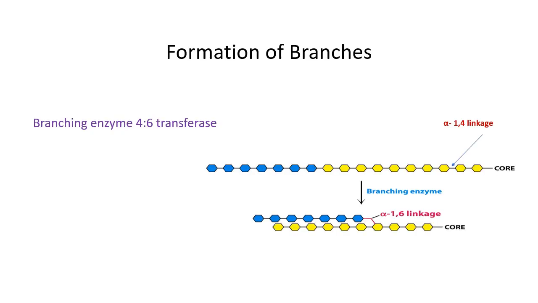An enzyme called branching enzyme, 4,6-transferase, takes about 6 to 8 glucose residues from the non-reducing end and adds them to any glucose in the chain. This will transfer the glycosidic bond from alpha-1,4 to alpha-1,6 linkage, forming a branch in the glycogen chain.